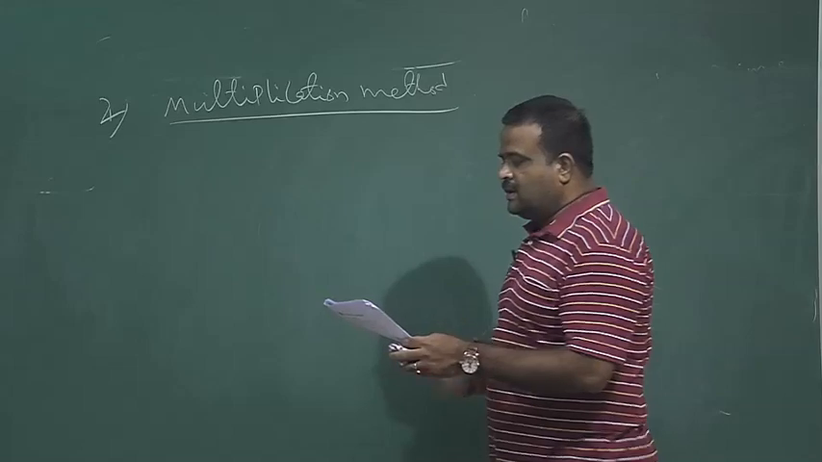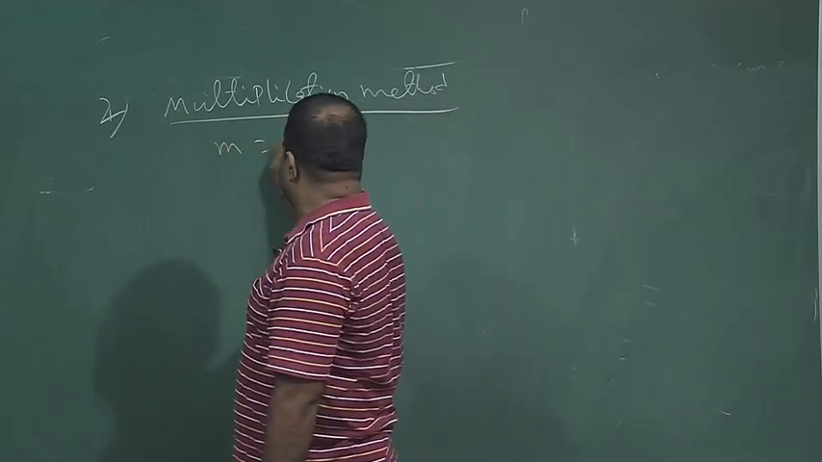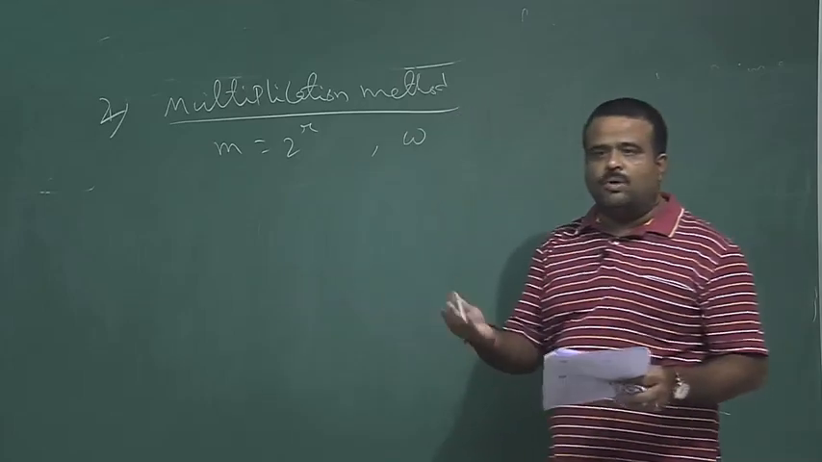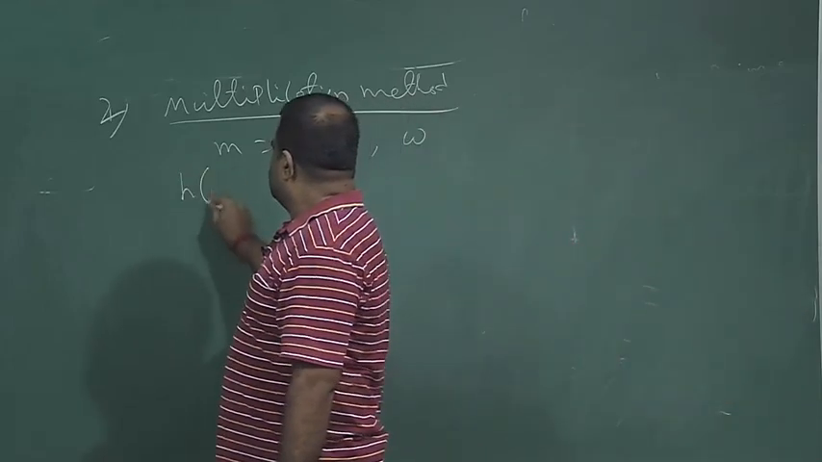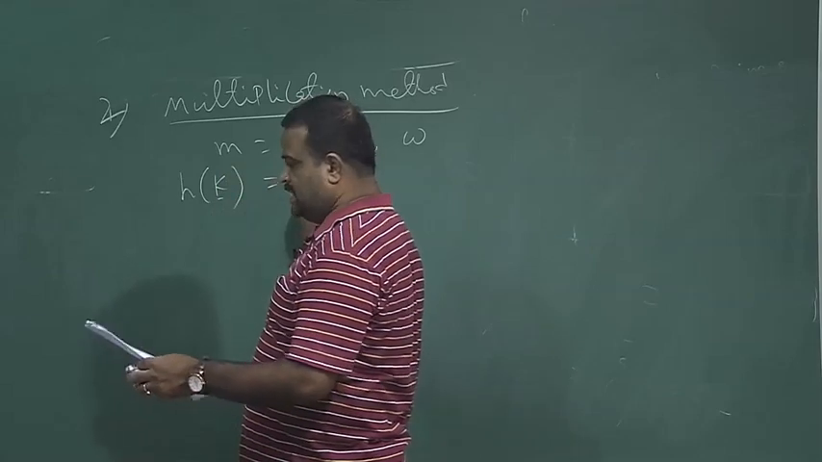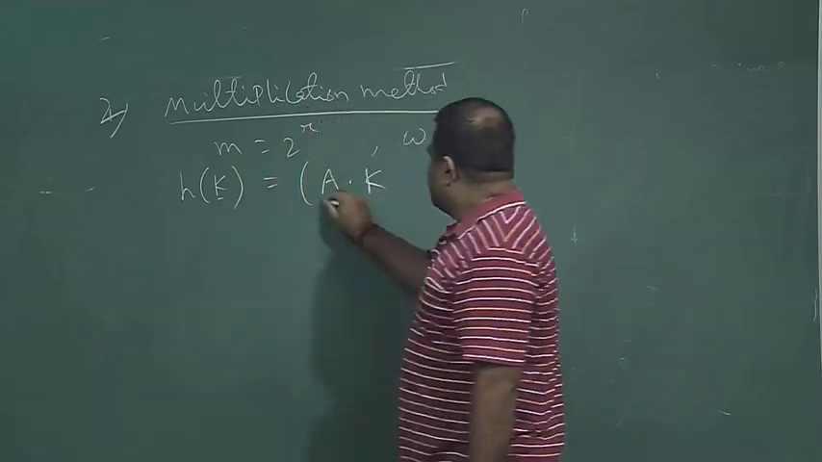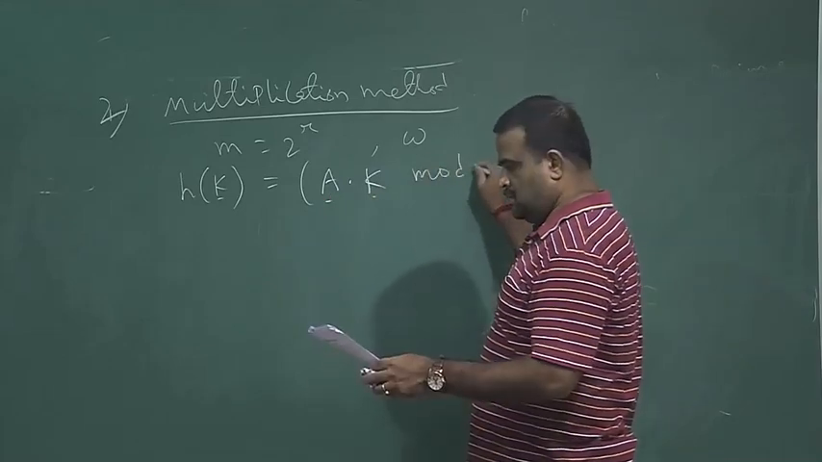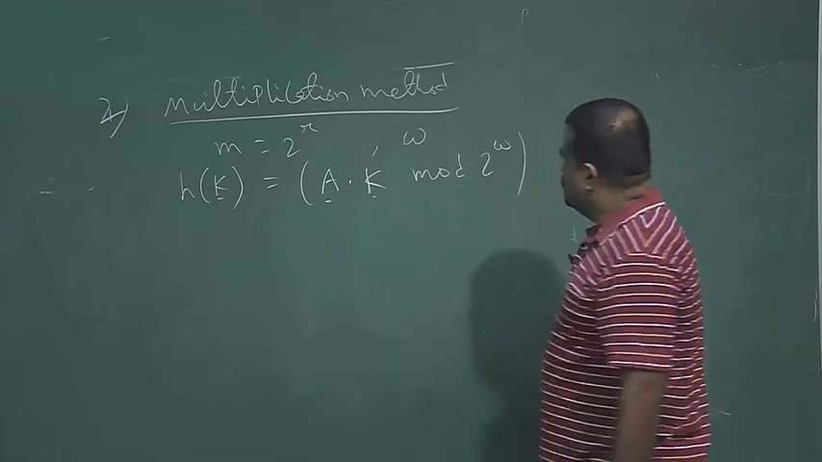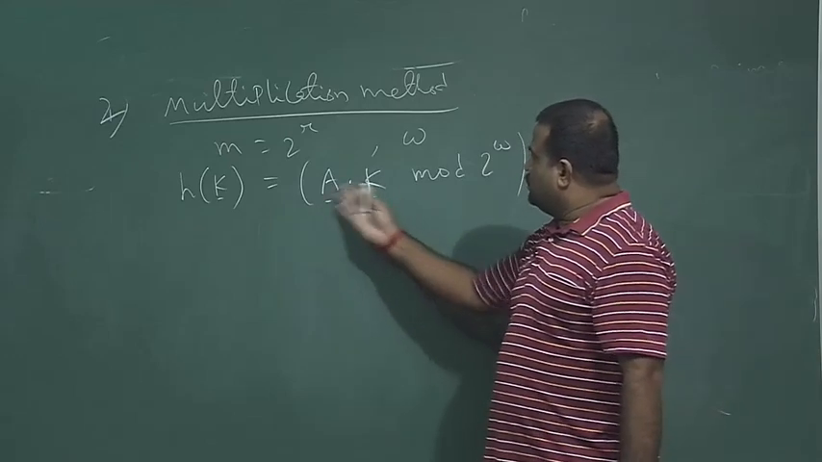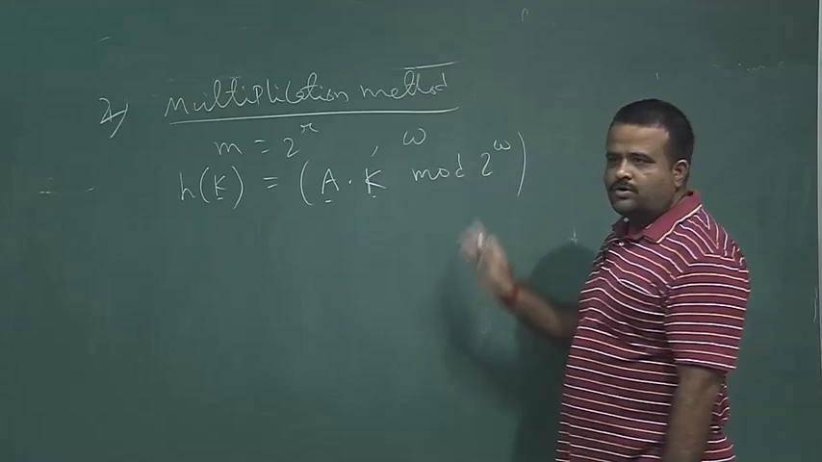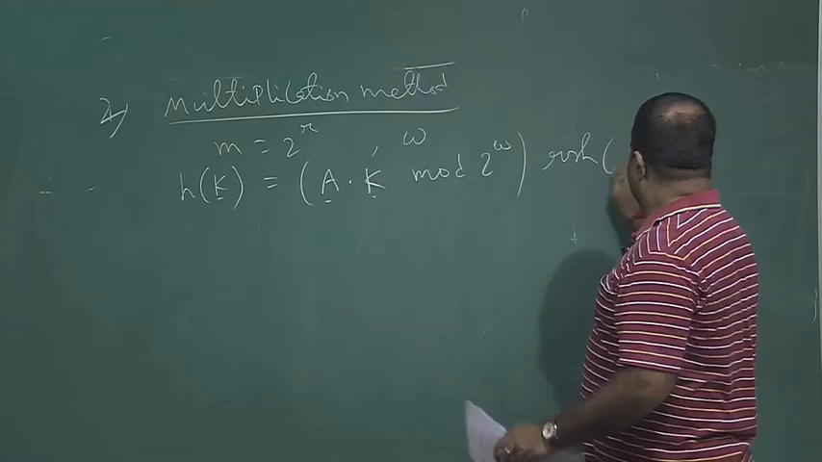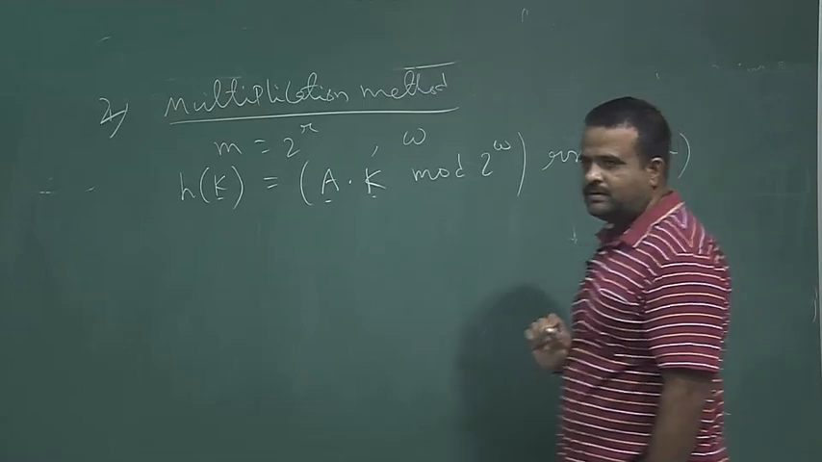Here, suppose we are allowed to choose m equal to 2 to the power r, and suppose our computer has a w bit word. So, we choose h of k, where k is w bit, as follows: we take a constant a, a w bit constant, multiply by k, then mod 2 to the power w. If we multiply two w bit numbers, it will be 2w bit; then if we take this mod, it will give us just the w bit, then we do a right shift of w minus r bits.